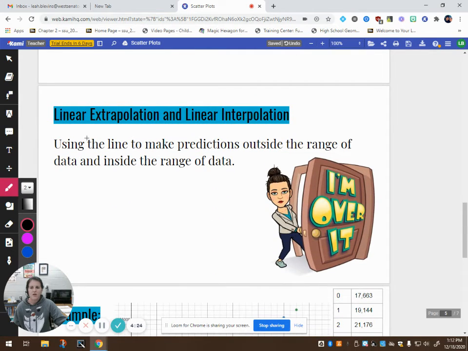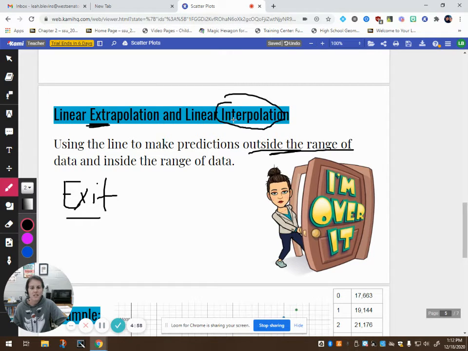So then we have what's called linear extrapolation and linear interpolation. And you might be thinking, those words are over my head. I'm out of here. But think about the word exit, the EXT. I think about exiting out the door. Hence, I put the picture of me walking out the door. Exit means to leave, right? It's going outside of the building. Well, extrapolation allows us to make predictions outside of the given range of data. Interpolation, inside, allows me to make predictions inside the range of data.